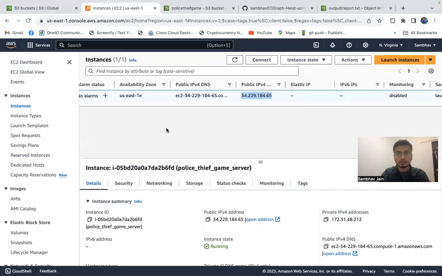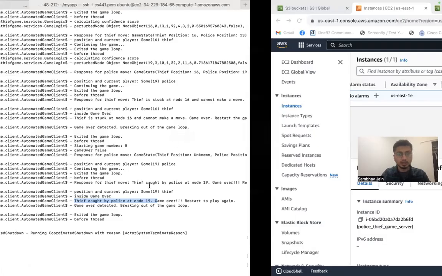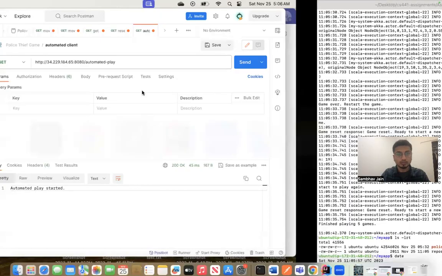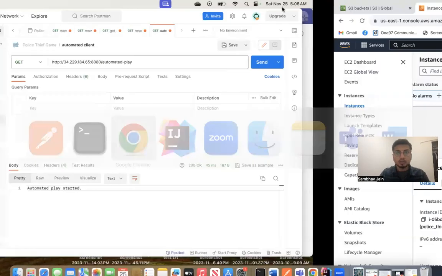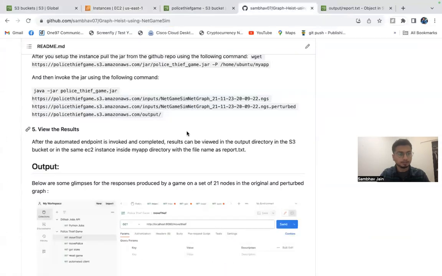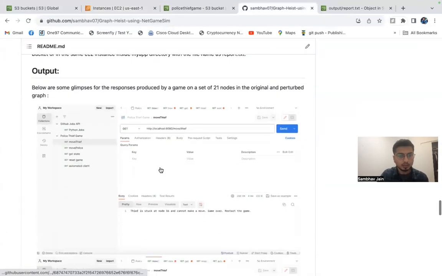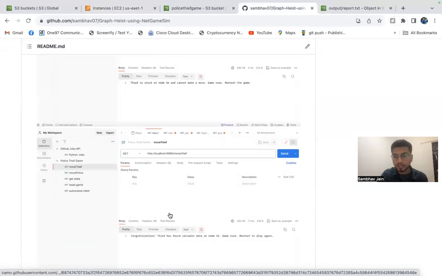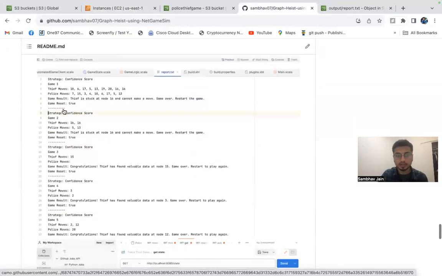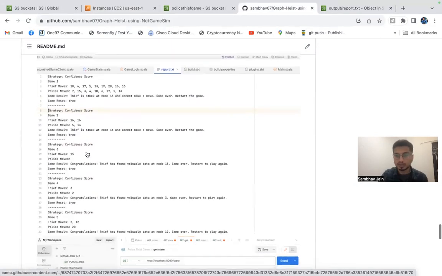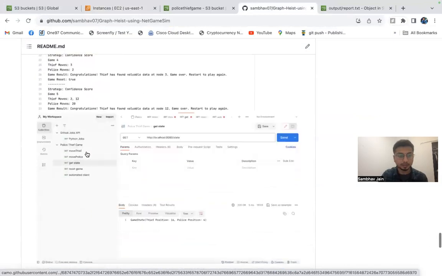So our jar is working here, and the service is reachable from our Postman itself. And these are some of the outputs that I've posted here in order to understand what kind of responses the game gives us and how exactly our report.txt looks, what all things we are giving as per the requirement: the strategy that is being used, what the game is, what the thief moves are, what the police moves are, and the result and the reset.